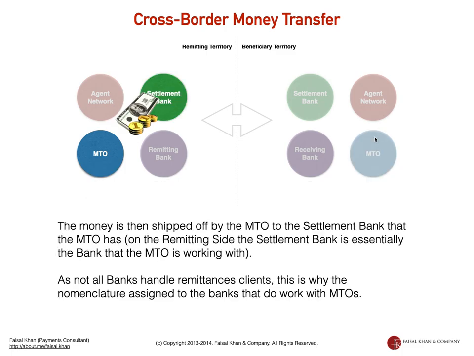What happens with the money? The money is then shipped off to the settlement bank that the MTO has on the remitting side. So there's a settlement bank that they work with, and this is the bank that handles all the money, etc. Not all banks handle remittance clients. This is why nomenclature is assigned to the banks that do work with the MTO. So this is why we're saying this is a settlement bank, the bank that's working with this MTO, and they may be a different remitting bank, and we'll come to that right now.